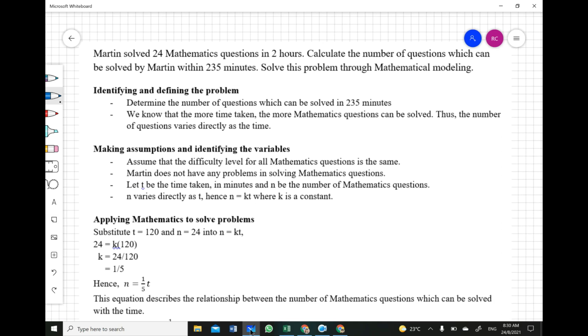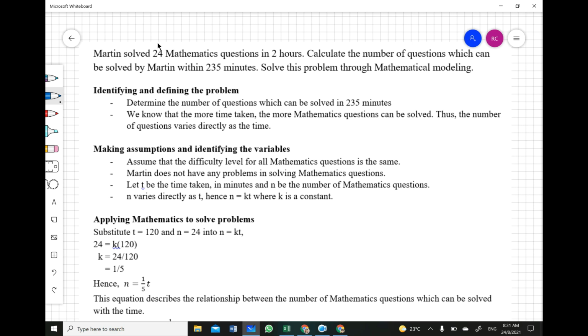Okay, so this is the question. Let us go through the question carefully. Martin solved 24 mathematics questions in 2 hours. Calculate the number of questions which can be solved by Martin within 235 minutes. So solve this problem through mathematical modeling.